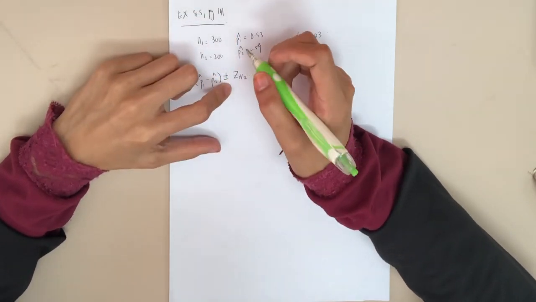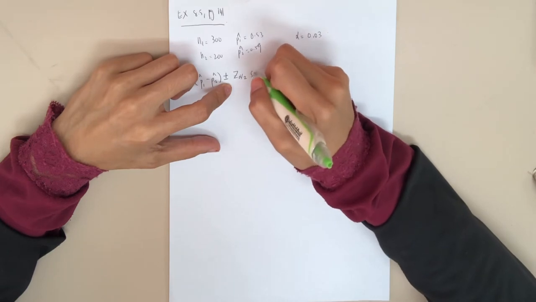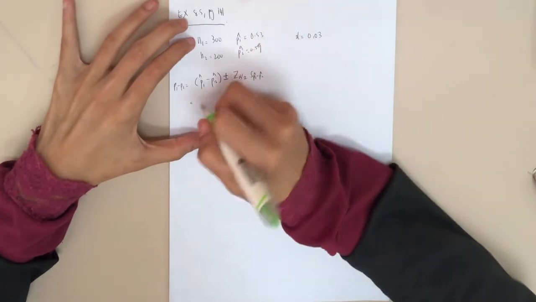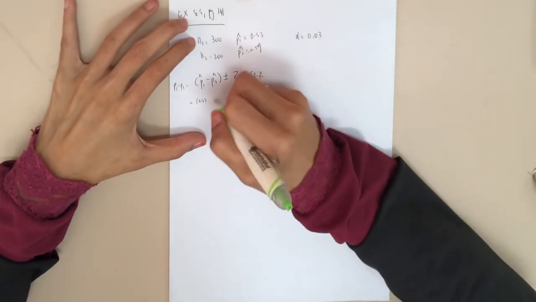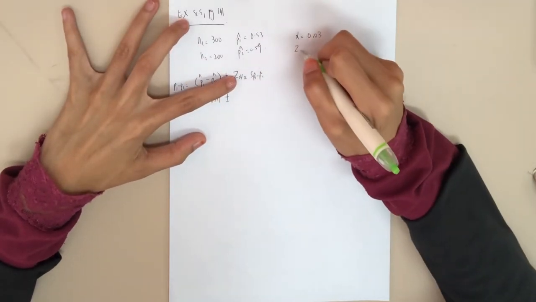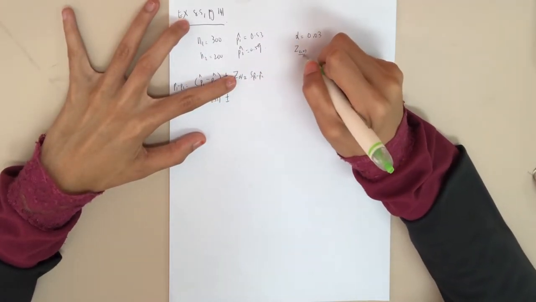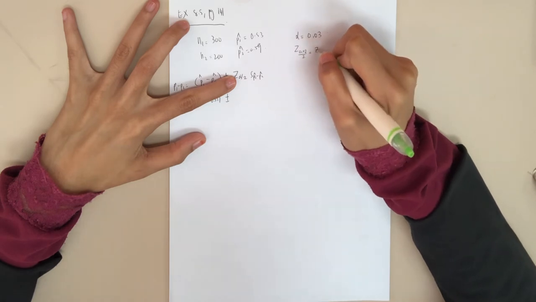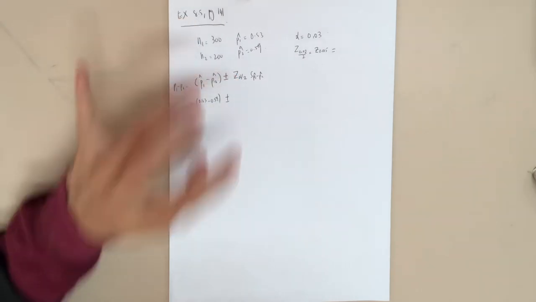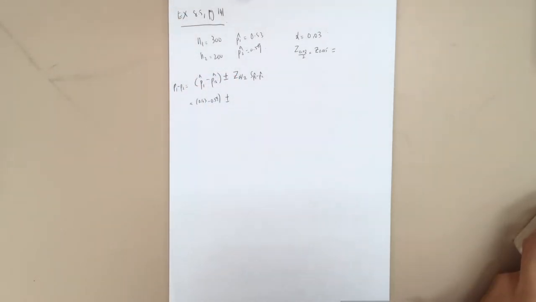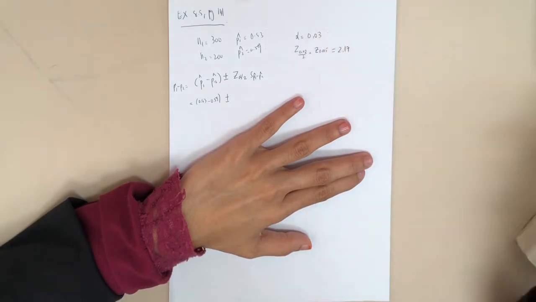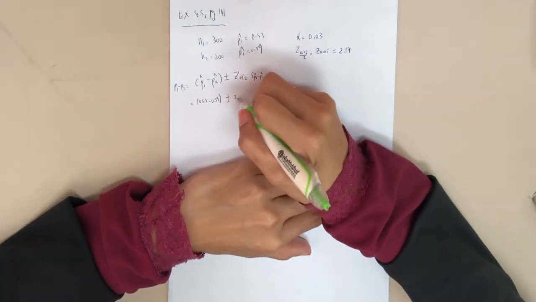Okay, and then P1 hat minus P2 hat, so 0.53 minus 0.59, plus minus Z alpha over 2. So Z alpha over 2 is 0.03 divided by 2, so you can see it, Z 0.015. By using the table, you get 2.17. Okay, right? So we substitute it here.